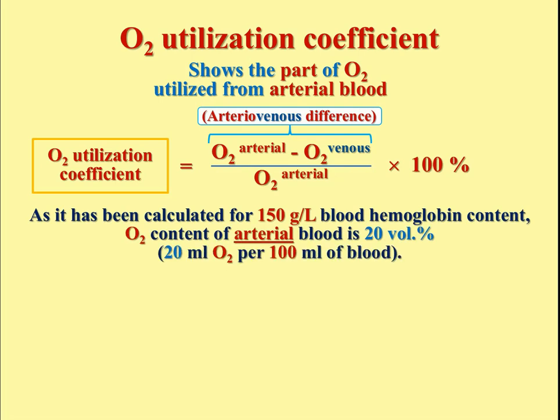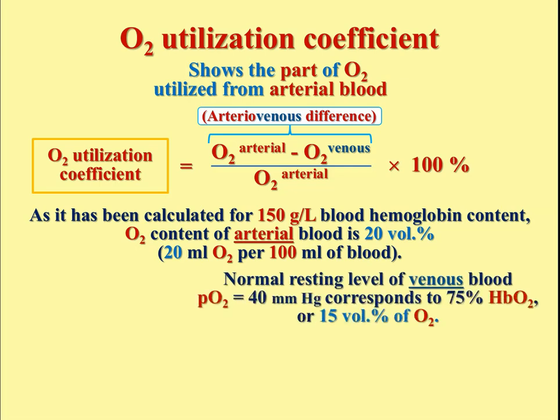First, we can use the volume percentage of oxygen in blood. We already calculated that for standard blood with 150 grams per liter of hemoglobin, oxygen content, according to oxygen capacity, makes 20 volume percent, which is 20 milliliters per 100 milliliter of blood. Then, resting venous level of PO2 is 40, and it corresponds to 75% of oxyhemoglobin. And 75% is 3/4 of initial. And so if initially is 20, now it's 15 volume percent.